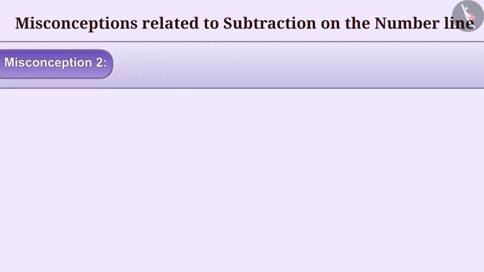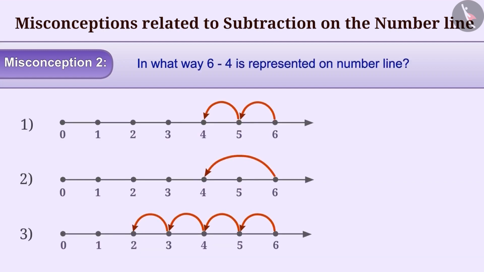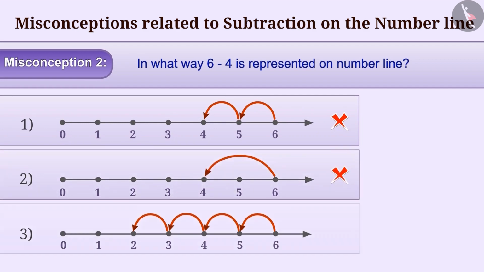Misconception 2. In what way is 6 minus 4 represented on the number line? While representing the subtraction of whole numbers on the number line, sometimes arrows are shown from 6 to 5 and 5 to 4. With this incorrect understanding, incorrect answer option 1 is chosen. Similarly, subtraction of 6 and 4 is often represented by a single arrow from 6 to 4. This is also an incorrect understanding.